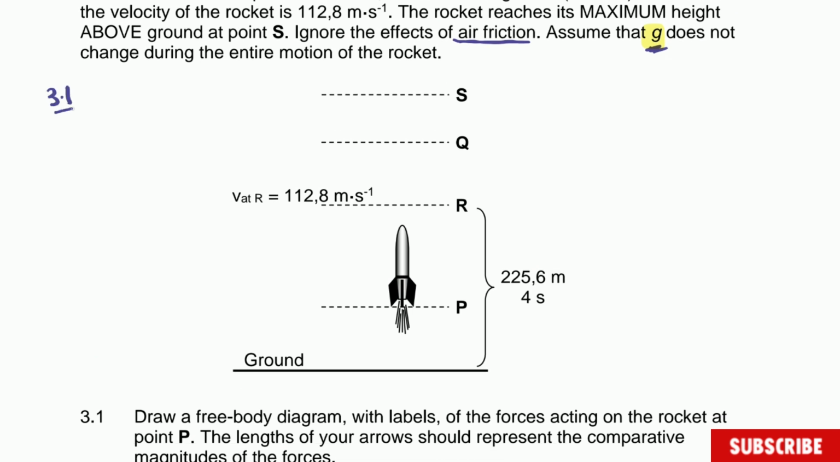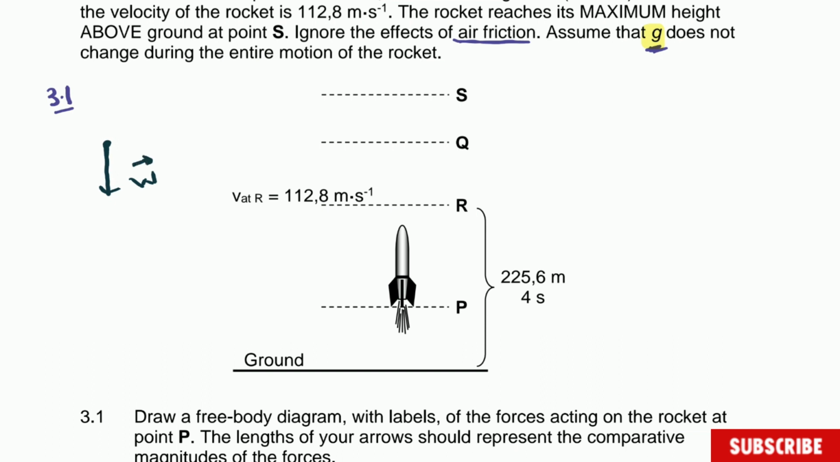3.1 here. Now 3.1 is the free body diagram with all the forces acting on that rocket, and they say the length of the vector arrows should be an indication of the magnitude of the forces. So now, what forces are acting there? First of all, there is a force of gravity downward. Let's move the dot a little bit up. So there is a force of gravity down, which I'm going to call weight. That is the first force I'm going to draw on the rocket.